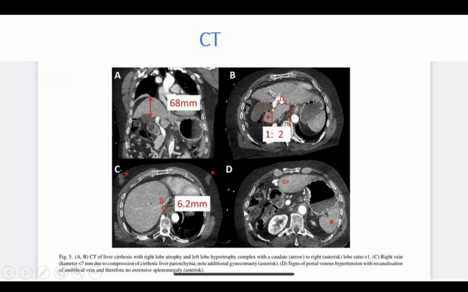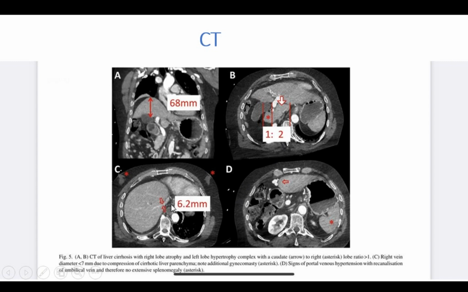What about CT? On CT also we have many changes. This is the CT for the patient with, I think, alcohol. This is the liver showing cirrhosis, with enlargement of the left liver lobe and atrophy of the right lobe. And the other one is the caudate to right lobe ratio. We will talk about it later. The ratio increases.